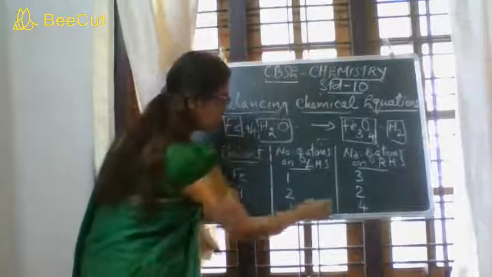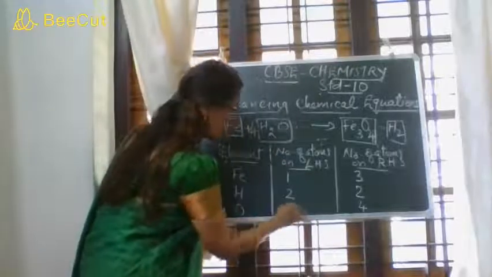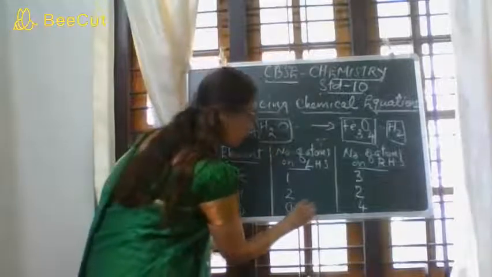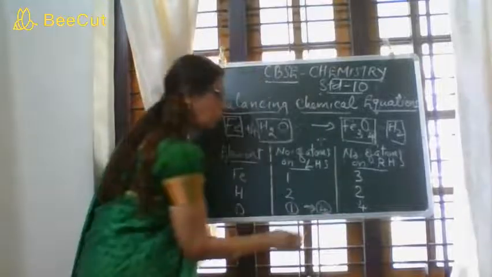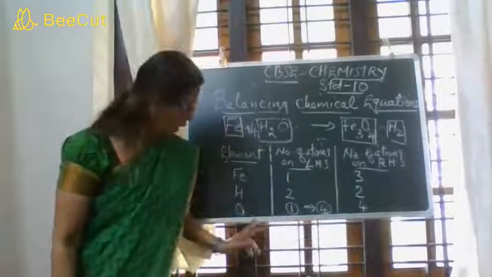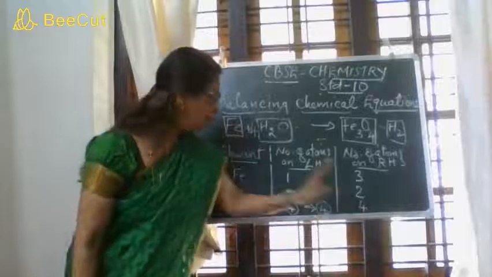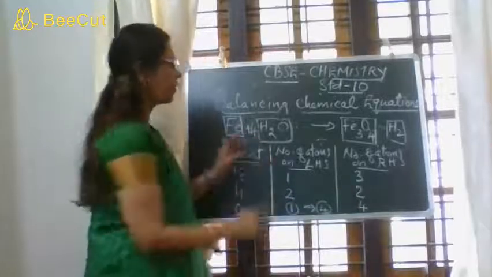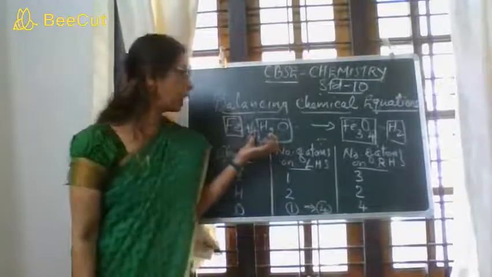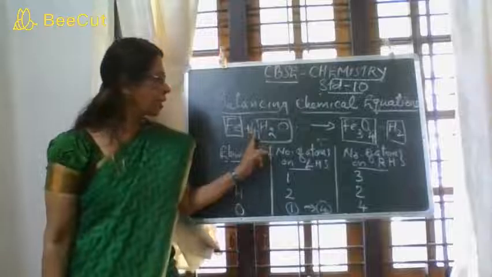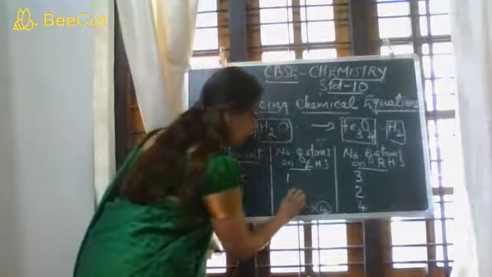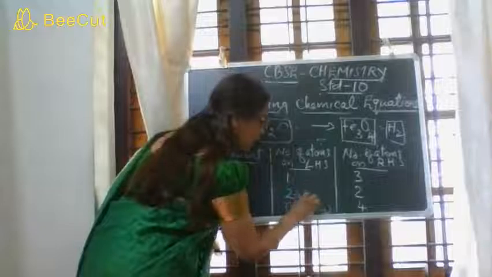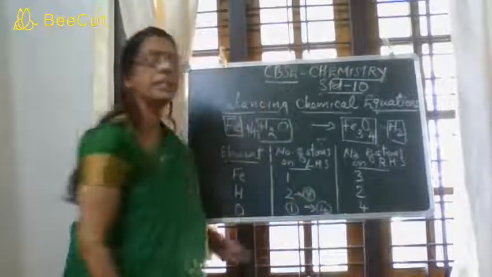So when we put 4 here, this becomes 4 now. So oxygen is 4 here, and also 4 on the other side. Then one element has now increased, that is hydrogen. Here 4 into 2, now it becomes 8. Now the element hydrogen is 8 in number.